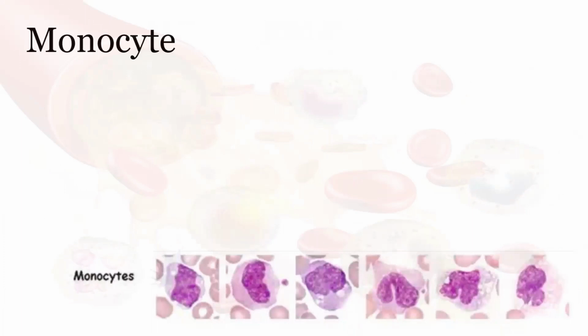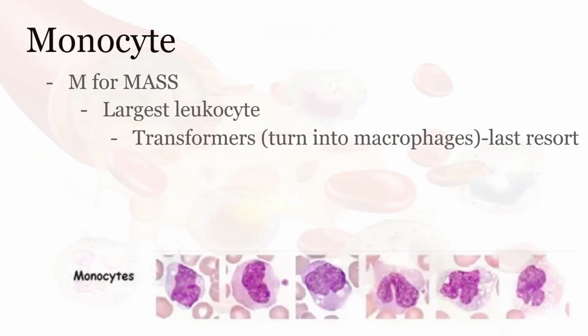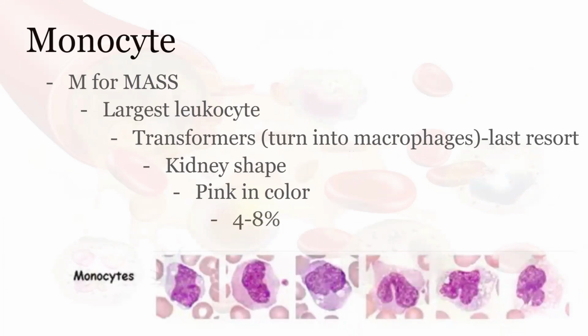Monocytes. This is how it looks. Think of M for mass. It's the largest leukocyte. I call it a transformer because it turns into macrophages. Of course, macrophages go through the process of phagocytosis. So I call it a last resort. It's kidney shaped, pink in color, and it makes up 4 to 8% of white blood cells. The reason it's a last resort is because of the small percentage.